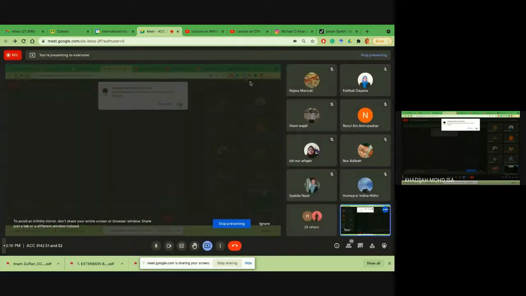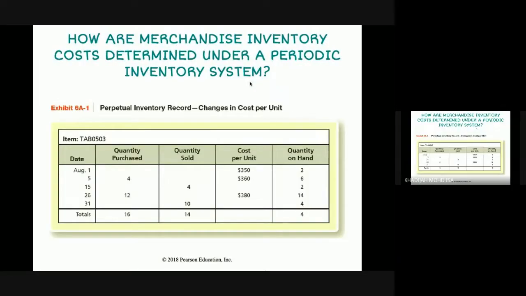Okay, do the stock take. All right, this is an example of a perpetual inventory record where you have the recording of all the purchases. What is your balance in hand, and when there's a sale, what will be the cost of goods sold, and then the balance at any point of time.